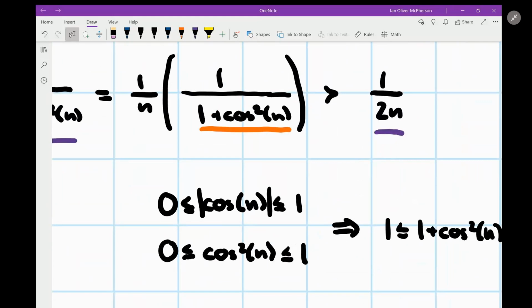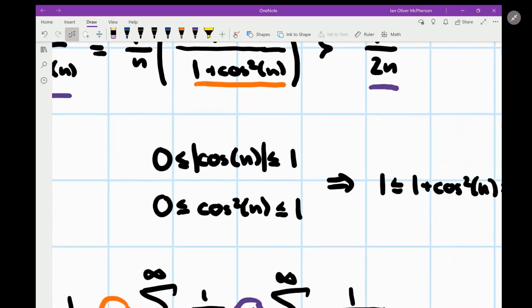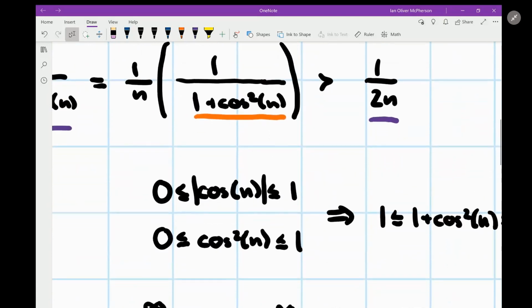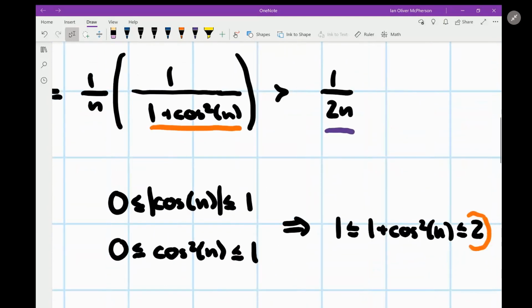Now, this means that if you square it, it will also be between 0 and 1. If you square both sides, this results in the denominator that we have shown, 1 plus cosine squared n, that will always be bounded by 1 and 2, because you just add 1 to both sides of the inequality.